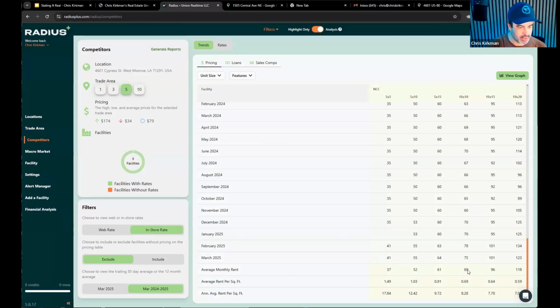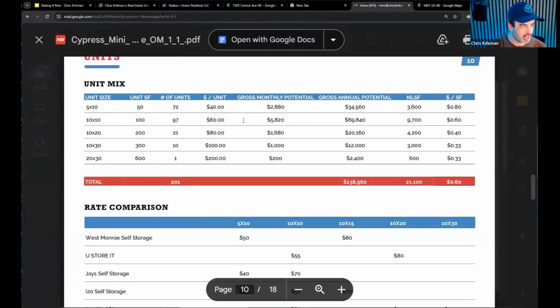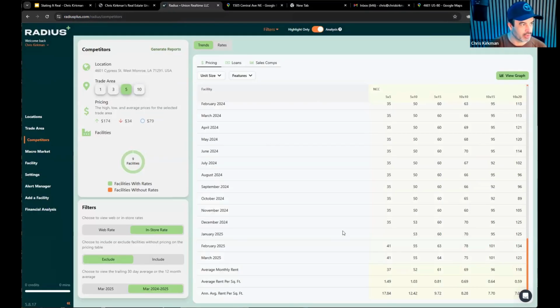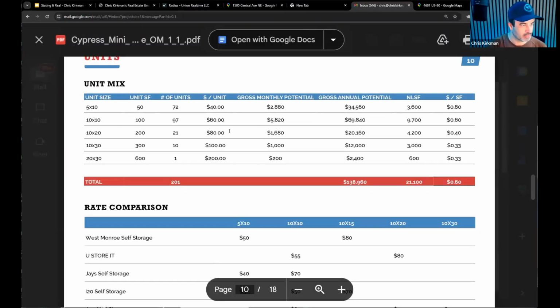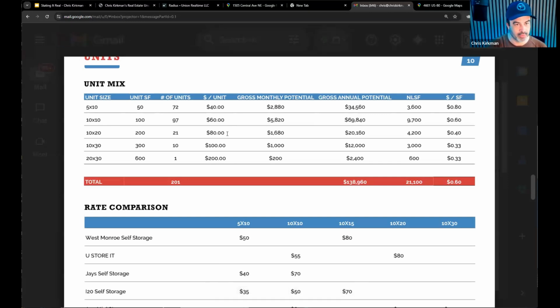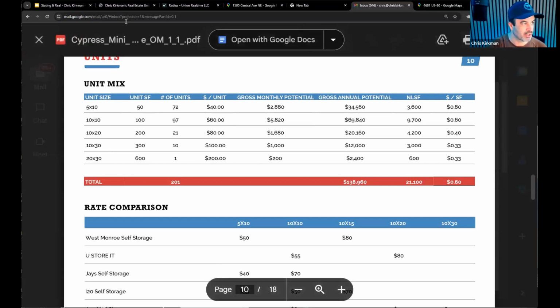So we can't really increase it by that much. Let's go ahead and look at some of the other units that they have. They have like a 10 by 20. That's a pretty standard size. Let's go ahead and see what Radius says that the others are doing on their web rates here. Okay, so 10 by 20 is 118. And then these guys are charging, oh, wow. Okay, so we definitely have room to grow on this. So you're going to want to analyze this and then make an assumption of what you could bring the rent up to.